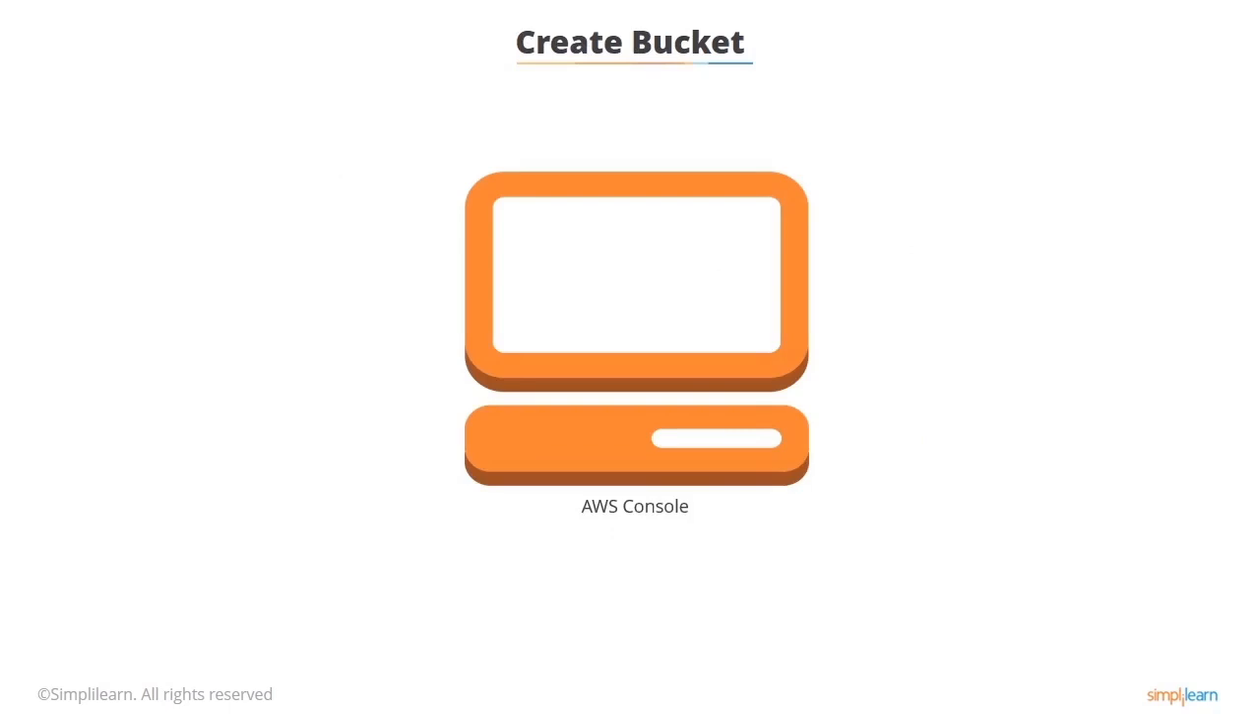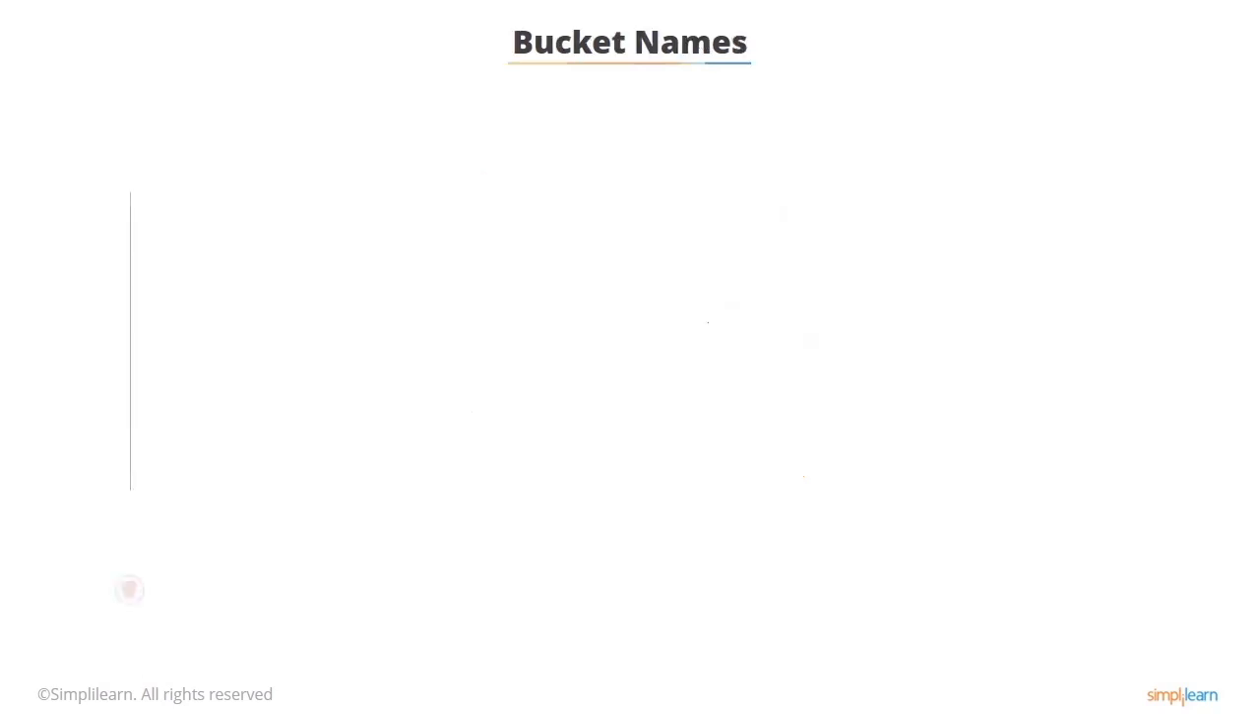So how do you create a bucket? Well, the easiest way to create a bucket is using the web console or the command line interface. The bucket name you choose must be unique across all bucket names in Amazon S3. Amazon recommends that one way to help ensure uniqueness is to prefix your bucket names with the name of your organization. Bucket names must be at least 3 characters and no more than 63 characters long.